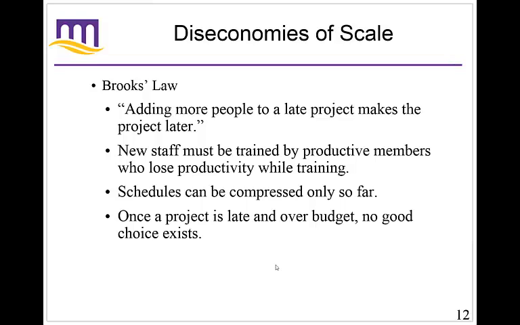So new staff, here's the problem. So here's where it comes in. New staff must be trained by productive members. In software development, if you have some people doing software development, they have to train the new people coming in. Well, that means the productive members, the software developers, have to stop working in order to train these new people, so they lose their productivity. And the new staff can't be productive until they've been trained up. So for a while, nobody's doing anything.